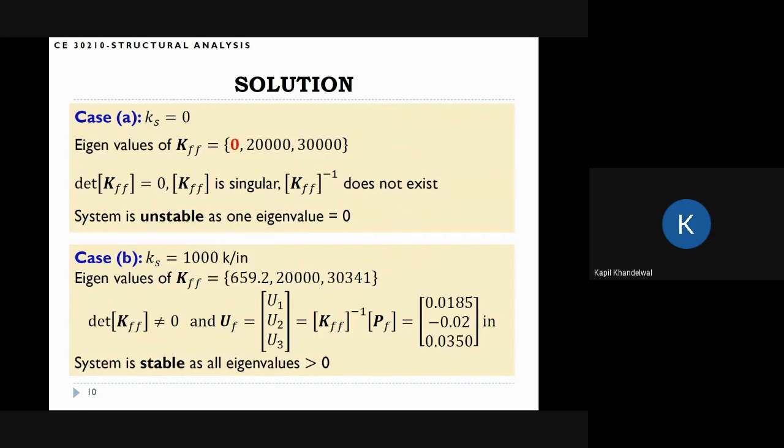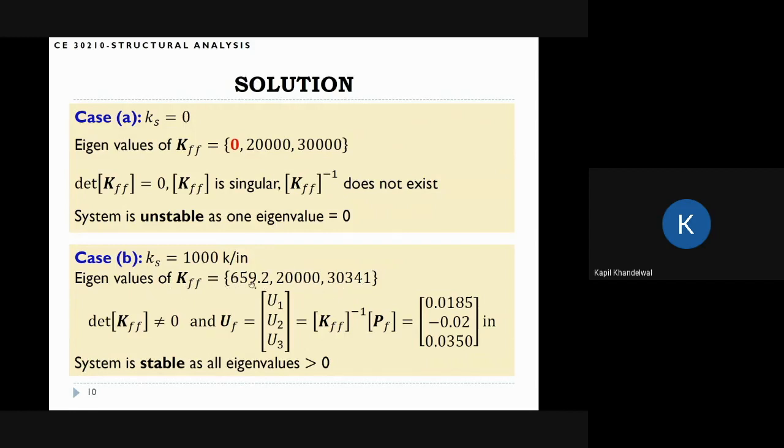So this is an interesting example where you can see that if we have an incorrect property or we put some number that is physically unreasonable, that is reflected in the eigenvalues of the system. In case B, I put a reasonable value of Ks, like 1000 kip per inch. After putting this number, I again calculated the eigenvalues of KFF, and I got these 3 eigenvalues.